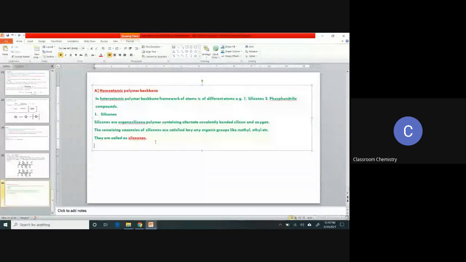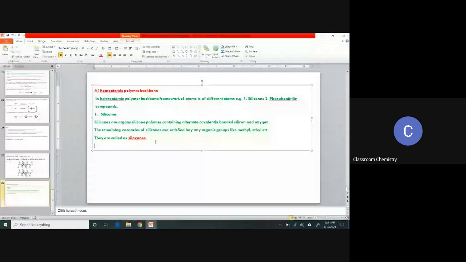So silicons are also classified into different classes like silicon fluids, silicon rubbers, silicon greases and silicon resins, depending upon their structure and degree of polymerization. So silicons are classified into what? Silicon fluid first, silicon rubber second, silicon greases third, and silicon resins.